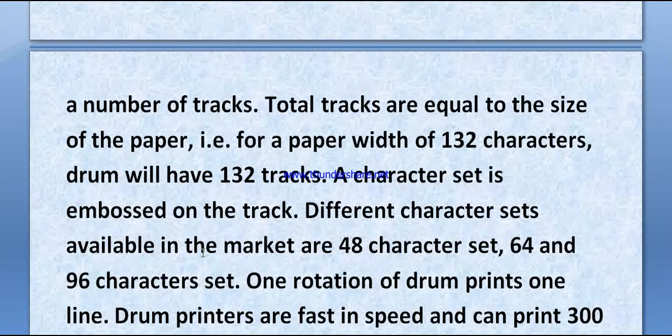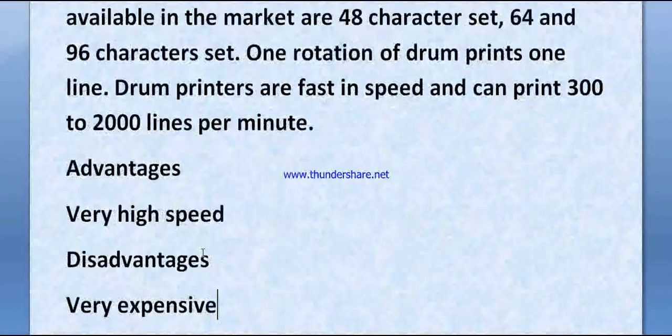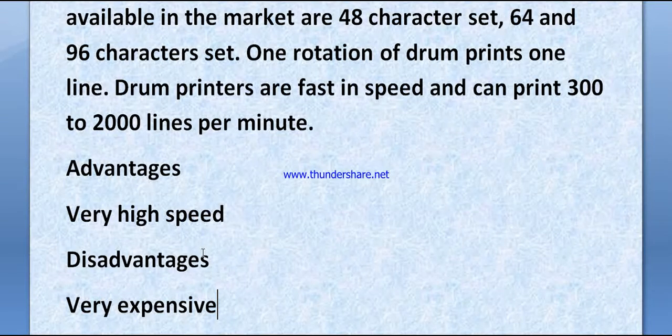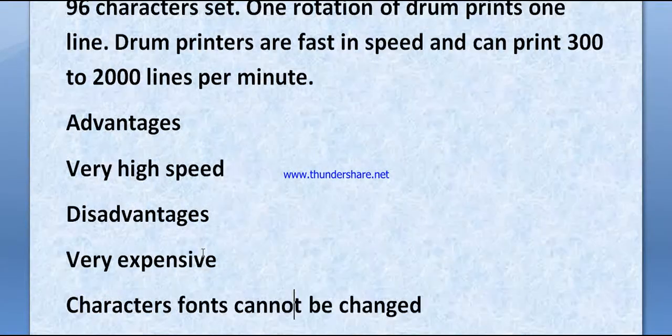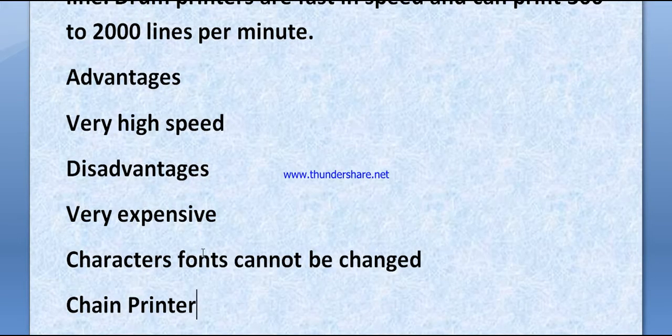One rotation of the drum prints one line, and drum printers are fast in speed and can print 300 to 2000 lines per minute. Now advantages: very high speed. Disadvantage: very expensive. Character fonts cannot be changed.